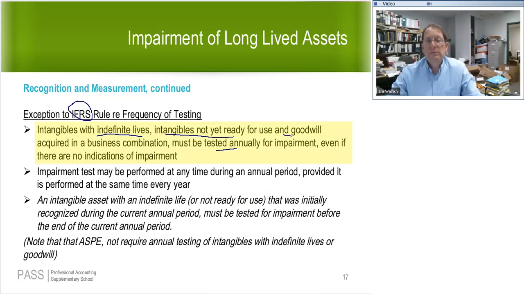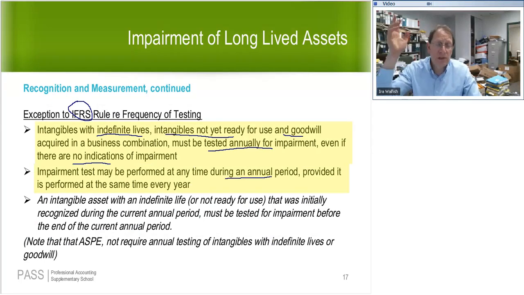Wow. I've got to do the test annually. When? Anytime during the year, but be consistent every year. Anytime. But don't change it every year. One year January 31st, one year April 1st, no. Same time every year. Now, look at this last one.